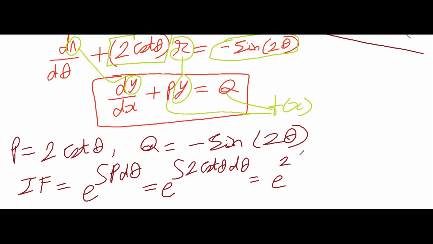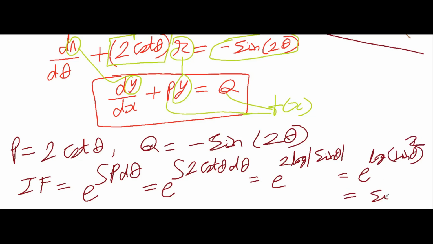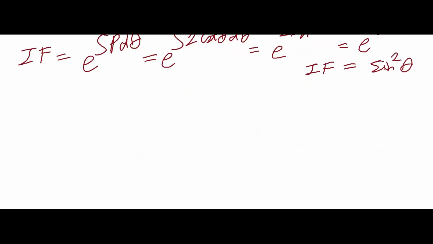2 is common, so I took it outside. What is the integration of cot theta? It is log of sin theta. This I can write as e to the power of log of sin theta, the whole squared. So this will give you only sin square theta by the logarithmic law: e to the power of log of x square will be just x square. So my integrating factor has come: sin square theta.